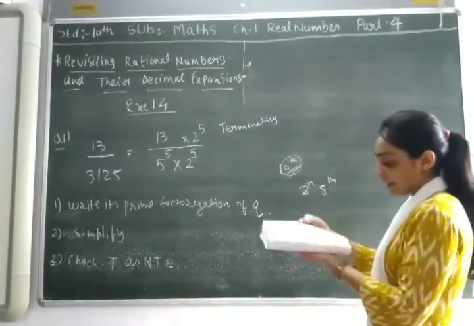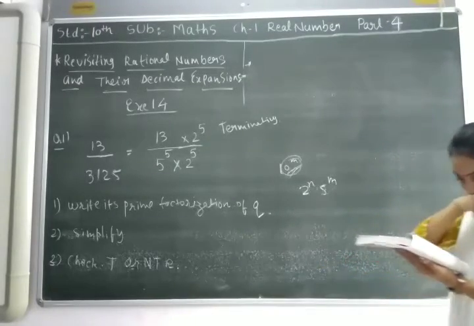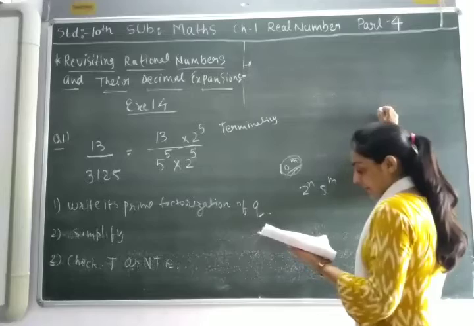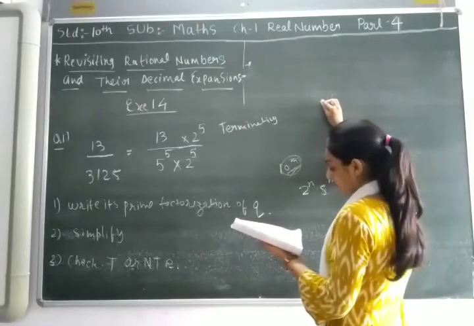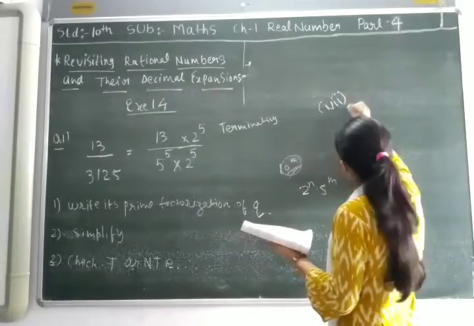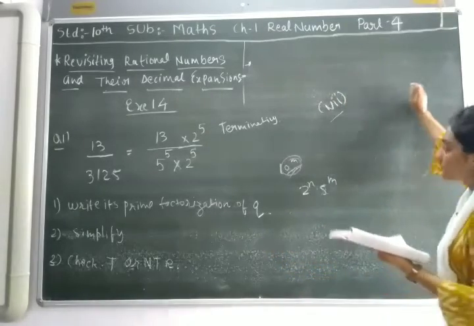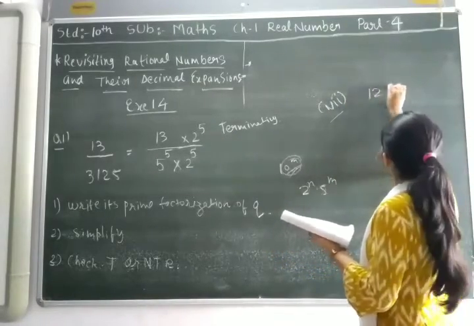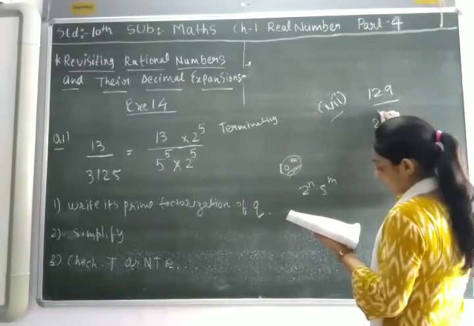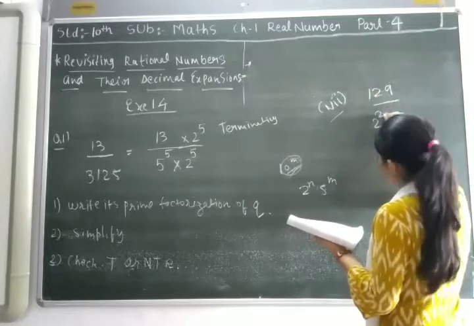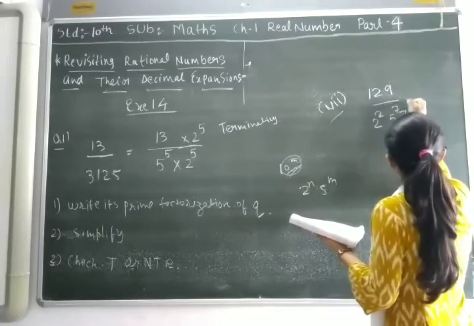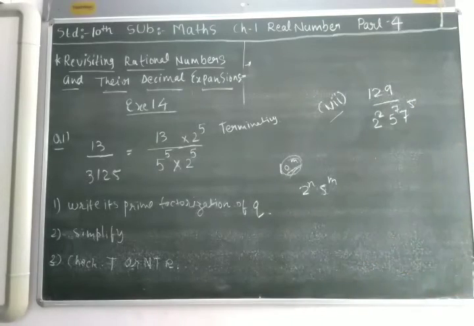Now the second example. Let's take this one: 7 over 129... the denominator with 2 raised to 2, 5 raised to 7, and 7 raised to 5.